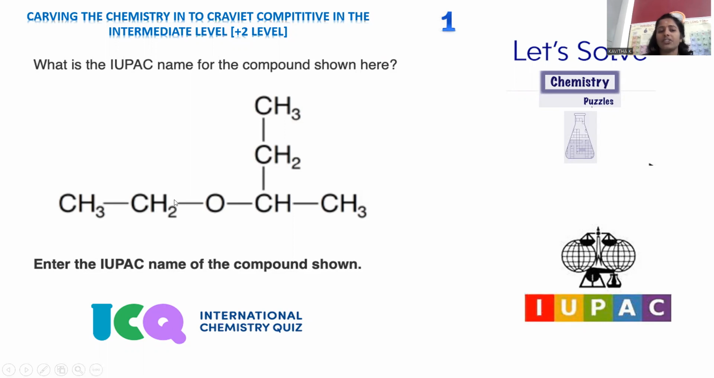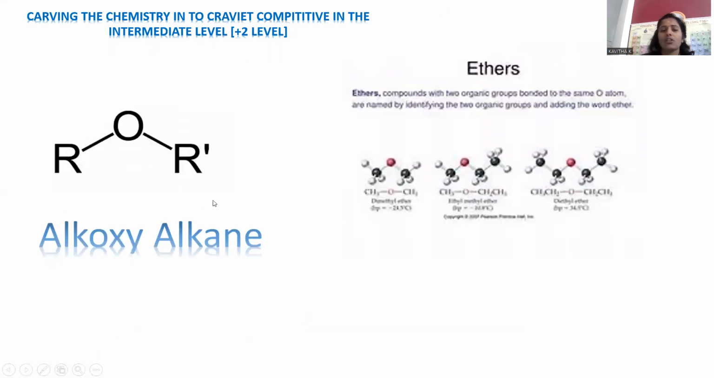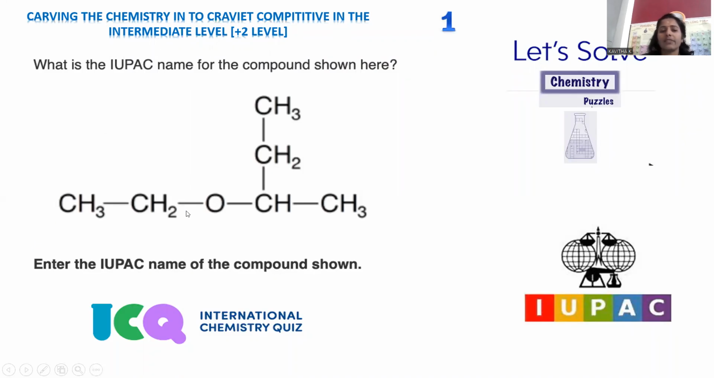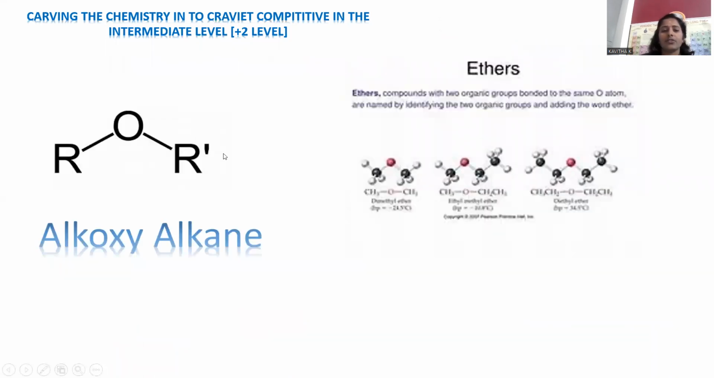Ethoxyethane: ethoxy will be the shorter chain, ethane will be the longer chain. Alkoxy will be the shorter chain, alkane will be the longer chain, right? So in that case, here you can observe this is the kind of compound provided here, ROR prime. The common IUPAC nomenclature for this compound will be alkoxy-alkane, and this is the kind of ether compound over here.